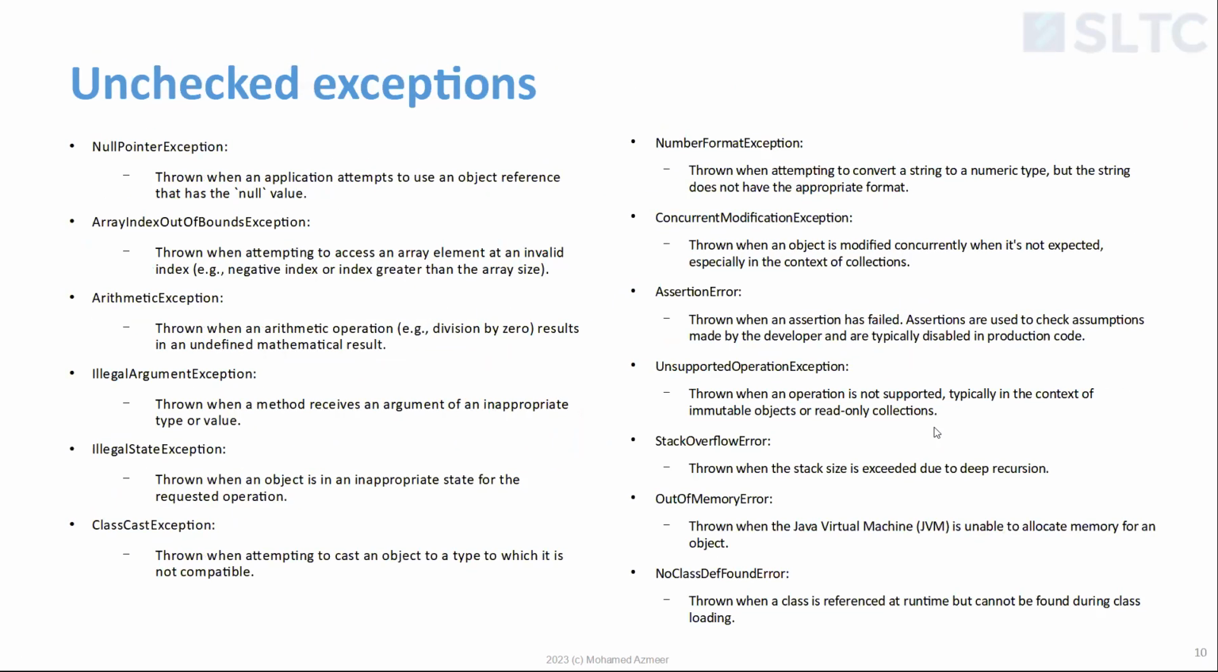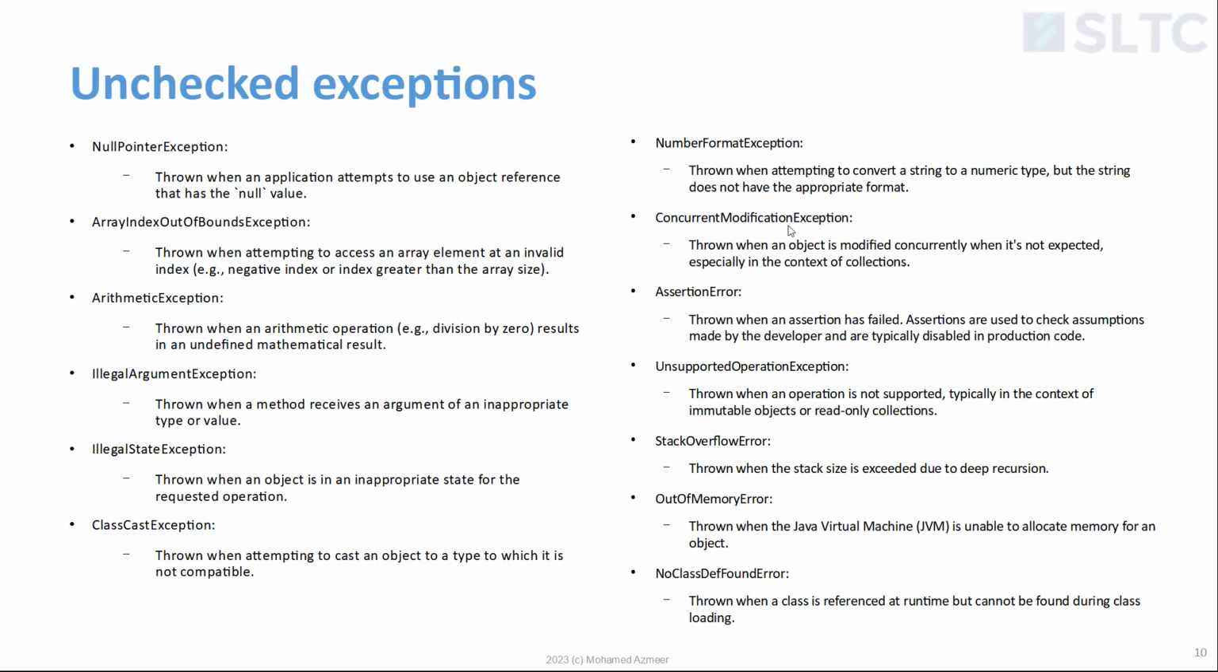If you look at the list of unchecked exceptions, here is a list. So we have null pointer exception, array index, which is very common. Arithmetic is also very common, like you're trying to divide by 0, for example. Illegal argument, illegal state, class cast exception, number format. This is another very common one. This also you're trying to cast, like convert one to the other.